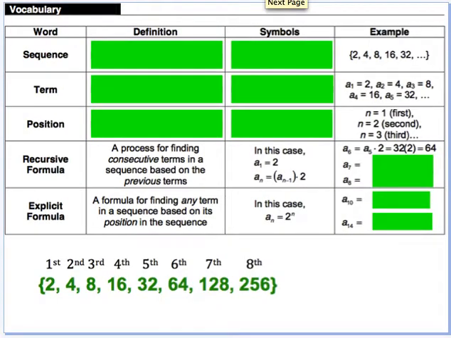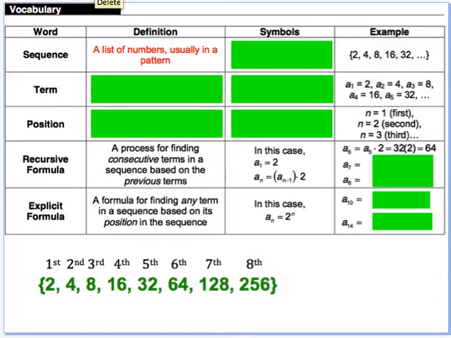I think this is one of the last things we want to go over: different definitions in terms of vocabulary words. So a sequence is just a list of numbers, usually in a pattern. Okay, so 2, 4, 6, 8, that's a sequence of numbers. Your symbolism that you're going to use for that are brackets or commas.